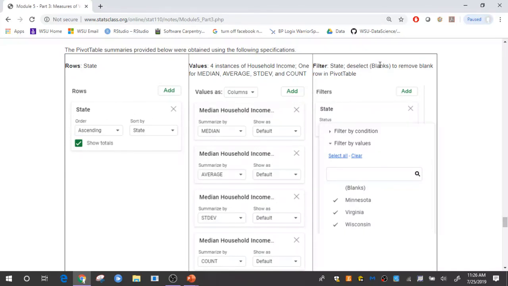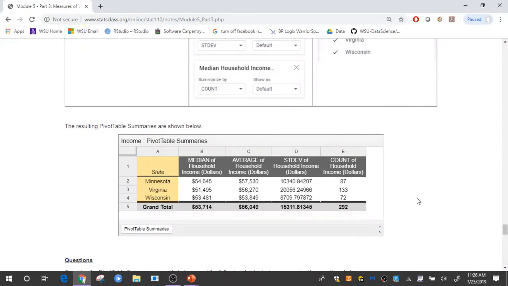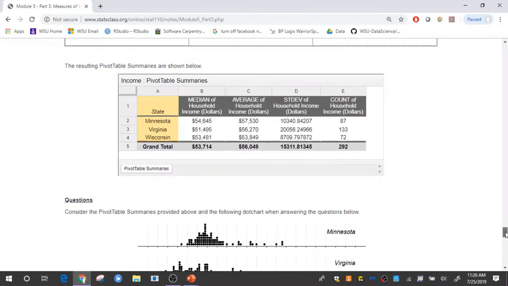So if you set up a pivot table with those specifications, what you'll get is a nice little table of summaries as I have here on the screen. So here we can see that I have the 3 different states, Minnesota, Virginia, and Wisconsin. I got the medians. So again, as we said earlier, the medians are pretty similar. Got the averages here. I got the standard deviations, and then also the counts.